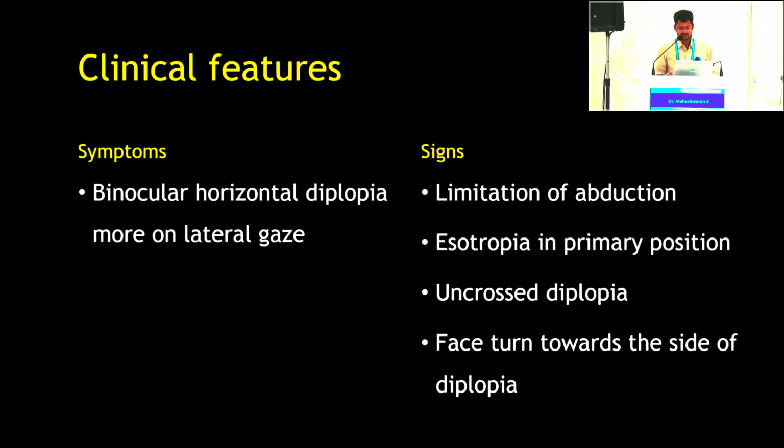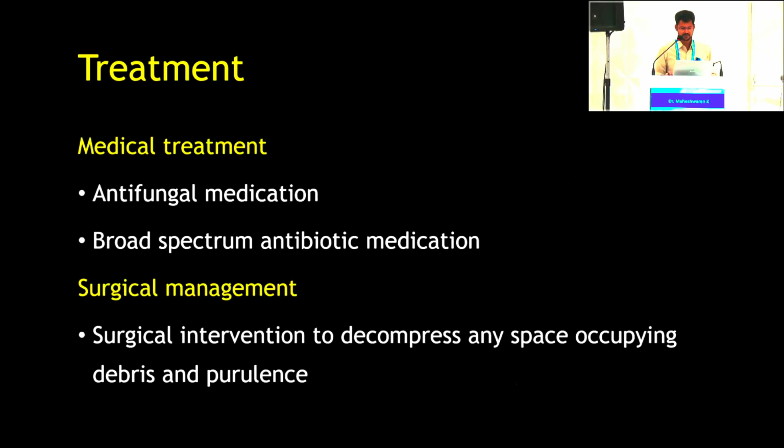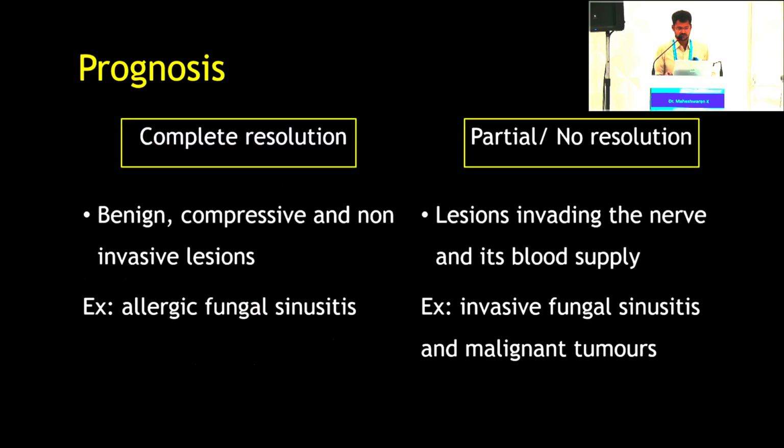Clinical features: symptoms are binocular diplopia with horizontal separation of images, more on lateral gaze. Signs are abduction restriction, uncrossed diplopia, face turned towards the side of diplopia. Treatment includes antifungal medications, broad spectrum antibiotic medication, and surgical intervention to decompress any space occupying debris and purulence. In prognosis, for benign and non-invasive lesions, it leads to a complete resolution. In case of lesions invading the nerve and its blood supply, it leads to partial or no resolution only.